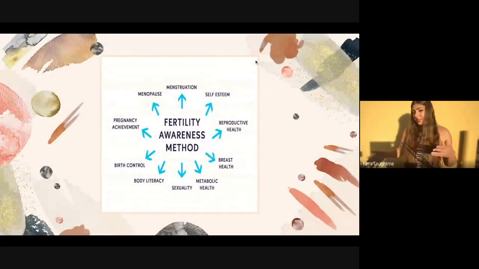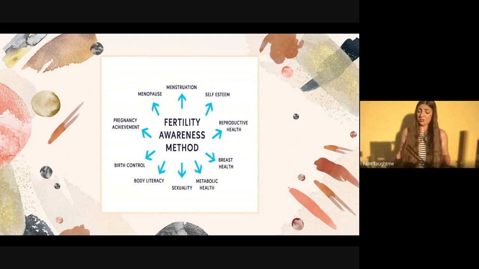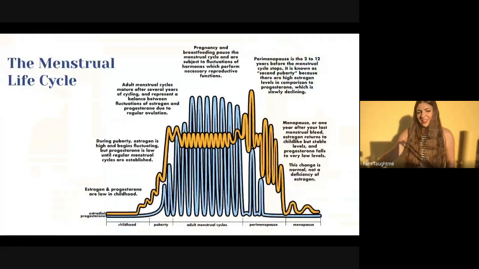And fertility awareness is a method most commonly known for contraceptive purposes or for trying to conceive. But there's actually a lot of different things that you can use this for outside of those two things. This graphic here is showing us that the fertility awareness method can be used for a lot of different reproductive health issues: breast health, sexuality, contraception, pregnancy, menopause, menstruation itself. All of these different things can be encompassed within studying your body through this charting method.